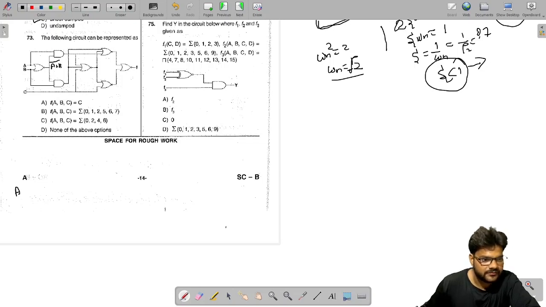So A dot (A plus B) whole bar, I can write it as A into A bar into B bar. A dot A bar will become 0. Similarly, B dot A bar B bar, A bar into B bar, again this is going to be 0. So this output is 0 and this output is also 0.